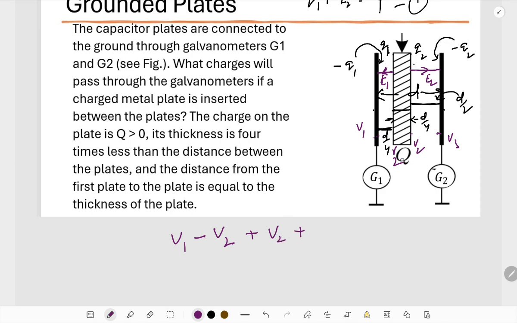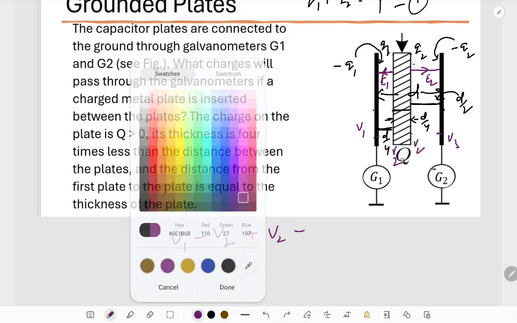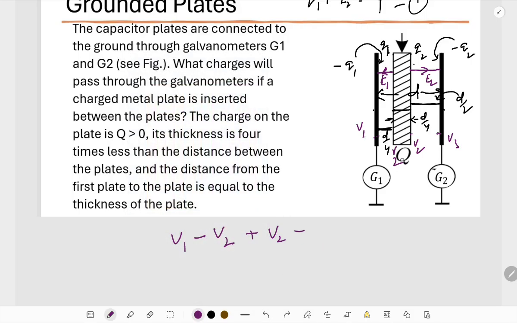If you move from left to right, you can write here in one more manner. Since you know this is at higher potential and this is at lower potential, you can write V2 minus V1 is the potential difference in this direction between these two surfaces, and between these two surfaces the potential difference is V2 minus V3, and they must be equal to 0.